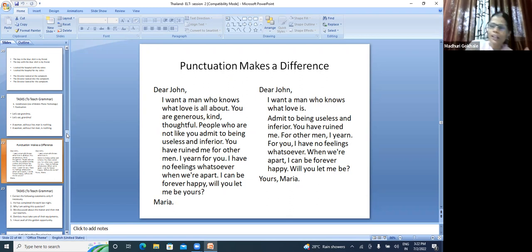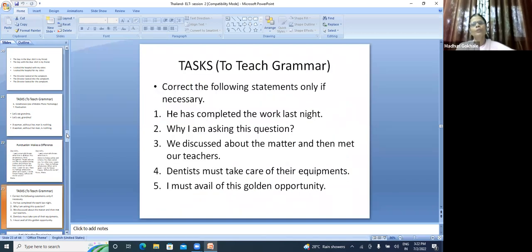Okay, I hope you understand how the tone is different, right? So it is a comma and a full stop that is actually bringing a difference in meaning. You can also give your learners something of this kind where you give them a wrong sentence and they have to correct the sentence. Can someone tell me what is the error in sentence number 4? Dentists must take care of their equipments. Rosemon, can you tell me what is wrong in sentence number 4?